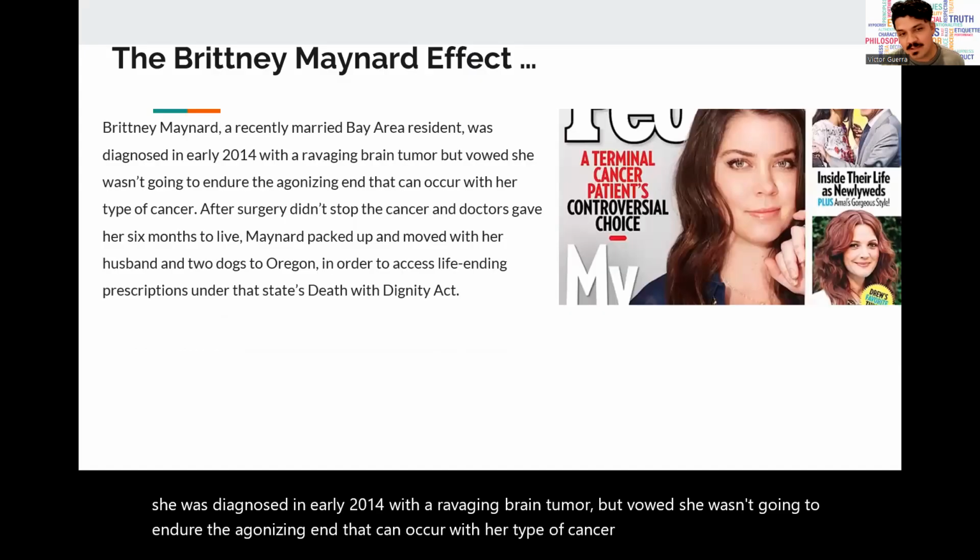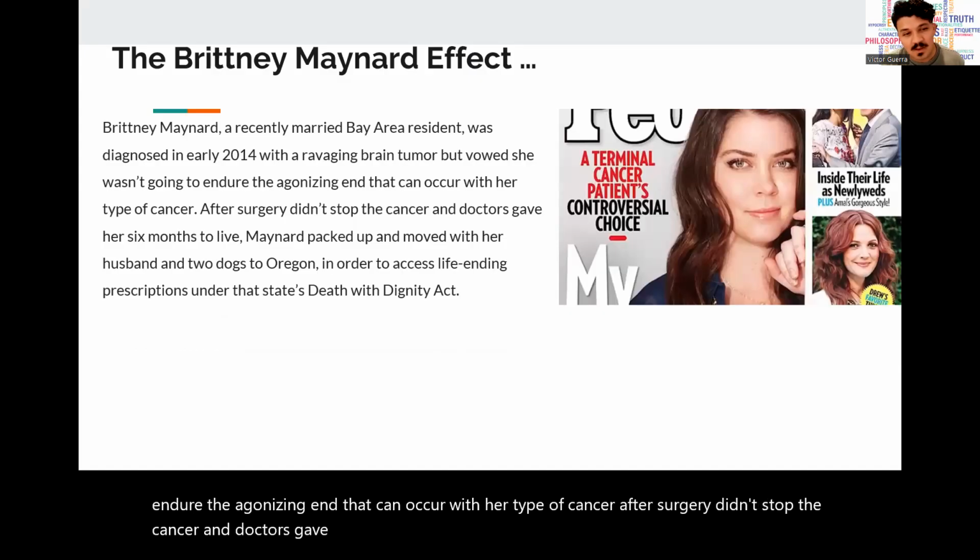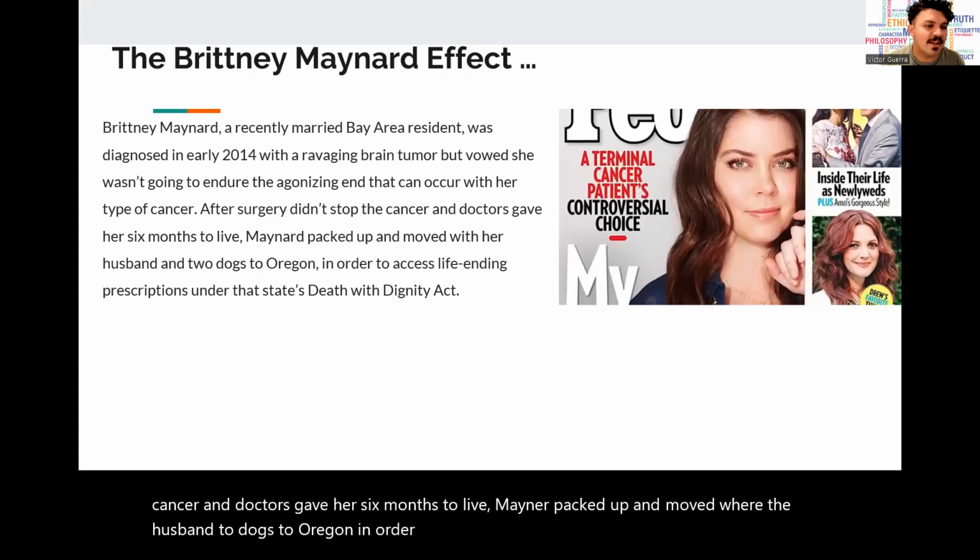After surgery didn't stop the cancer and doctors gave her 6 months to live, Maynard packed up and moved with her husband and 2 dogs to Oregon in order to access life-ending prescriptions under the state's Death with Dignity Act.